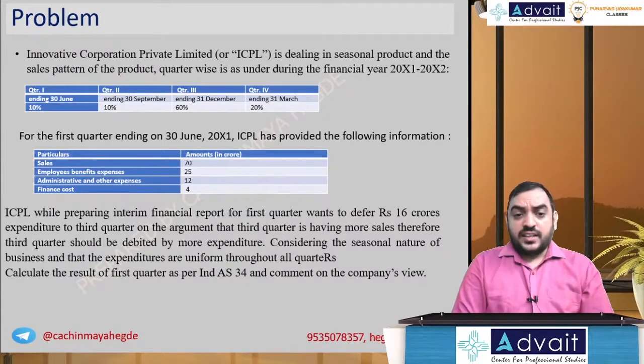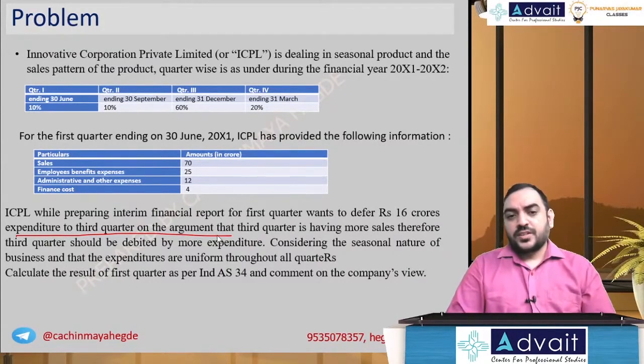ICPL, while preparing the interim financial report for the first quarter, wants to defer 16 crores expenditure to the third quarter on the argument that third quarter is having more sales and therefore third quarter should be debited by more expenditure. Considering the seasonal nature of the business and that expenditures are uniform throughout all quarters, calculate the result of the first quarter as per Ind AS 34 and comment on the company's view.